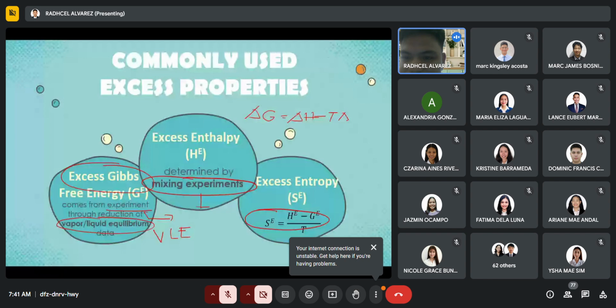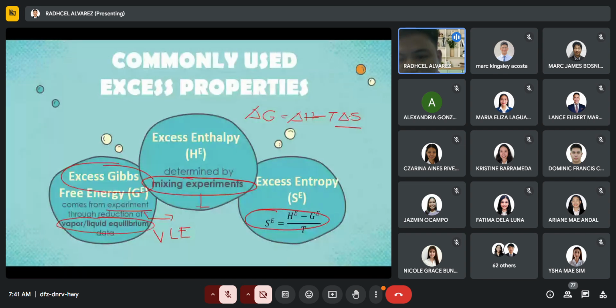your delta G, your Gibbs. Di ba meron tayong delta G is equal to delta H minus T delta S. Okay? So, para makuha natin si delta S, then makukuha natin itong equation na ito. And we can use this equation to solve for the excess entropy, equal to the excess enthalpy minus the excess Gibbs. So, did you get that? Yes po, sir.